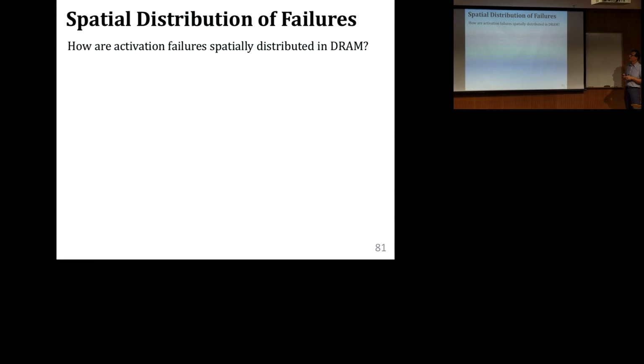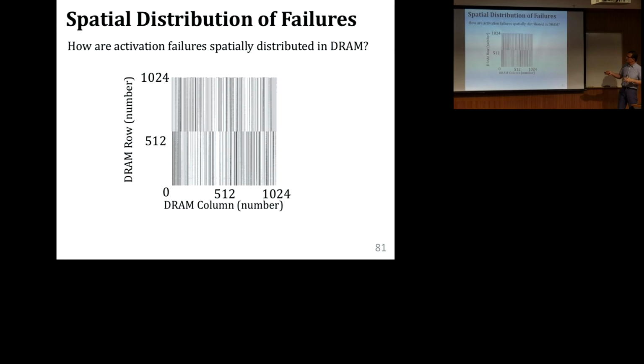I think I go to this one over here. Basically, we were really interested in other characteristics. How are activation failures spatially distributed in DRAM? This is not a really nice graph over here, but it turns out it's at the subarray level. At different subarrays, you have different columns that are vulnerable, if you will, at low latencies. So you really need to keep track of things at a subarray level. And we can discuss it in more detail.